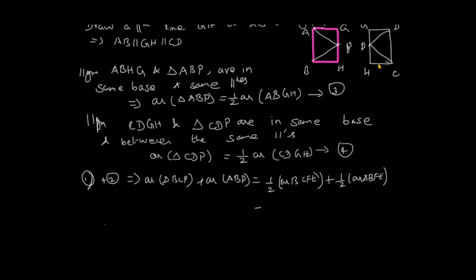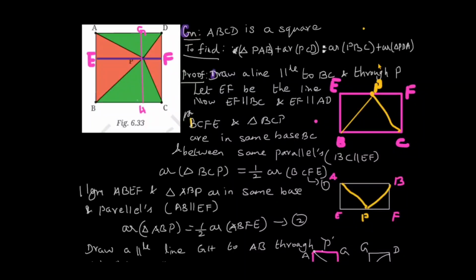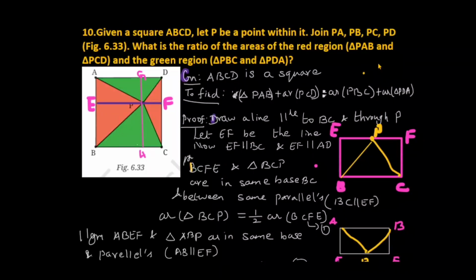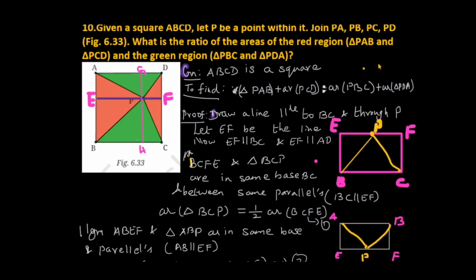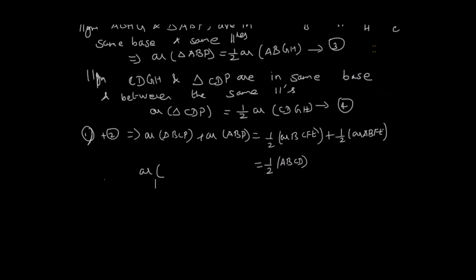So when we join these two, half is common, and we will be getting square ABCD. So this is our area of green region, that is given in the question: area of PAB plus PCD. So here, area of PAB plus area of triangle PCB is equal to half of area of the square ABCD.